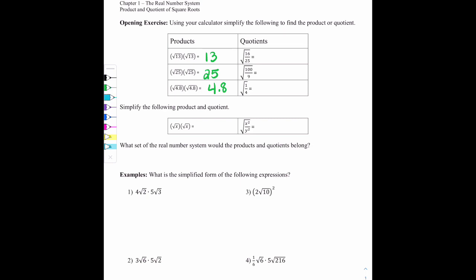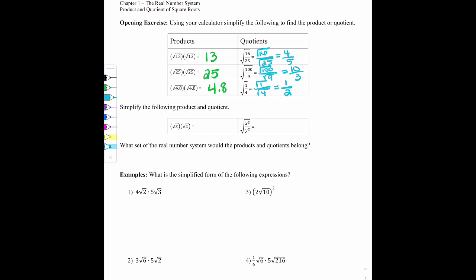Okay, for the square root of 16/25, you would take the square root of each part of the fraction. So you'd have the square root of 16 over the square root of 25, which means we end up with 4/5. For the square root of 100/9, you would take the square root of 100 over the square root of 9, so you get 10/3. And for the square root of 1/4, you would take the square root of 1 over the square root of 4, and you would get 1/2.